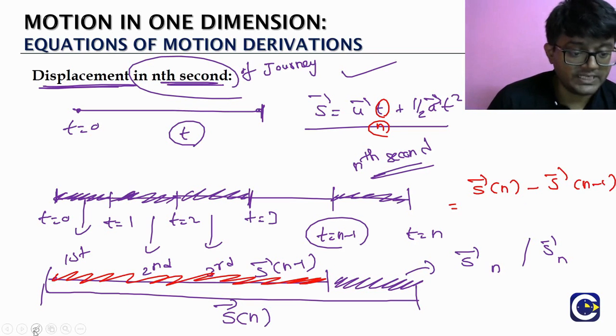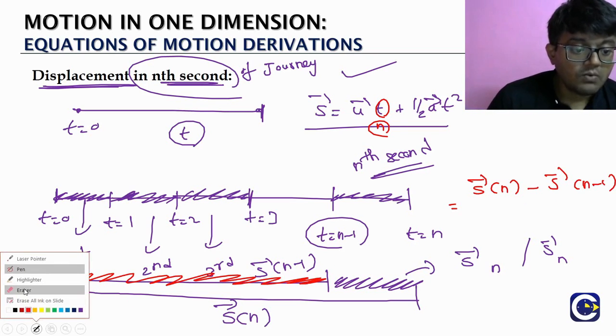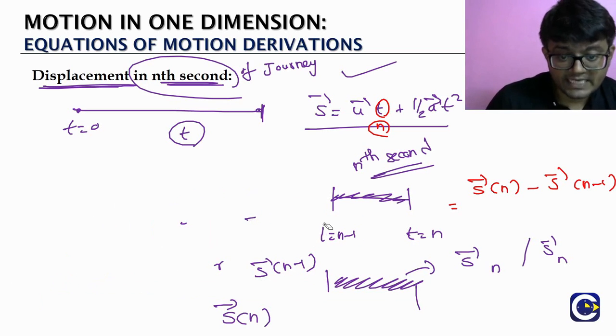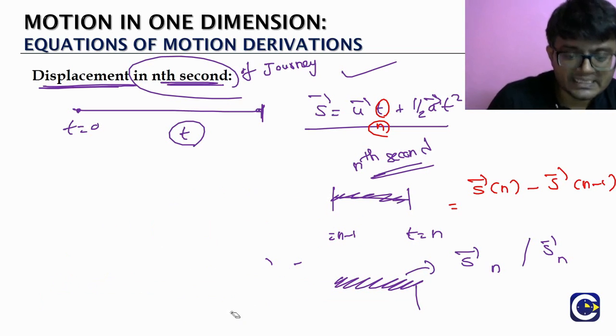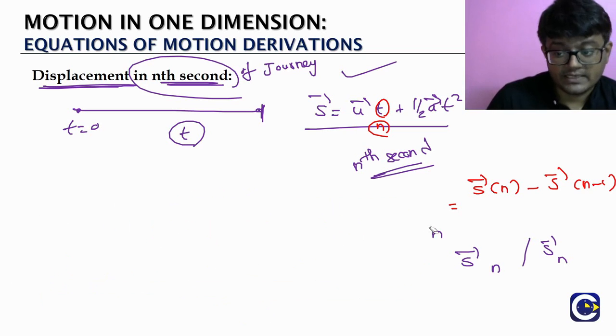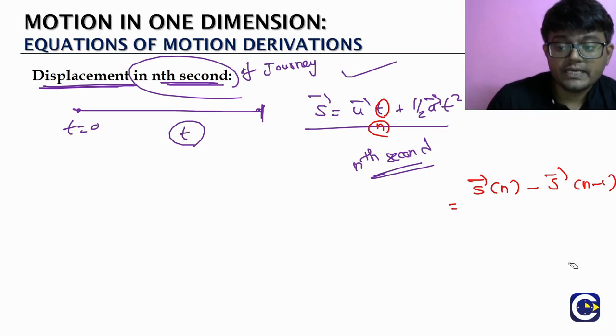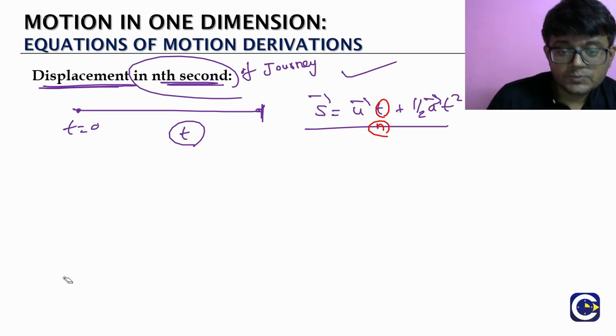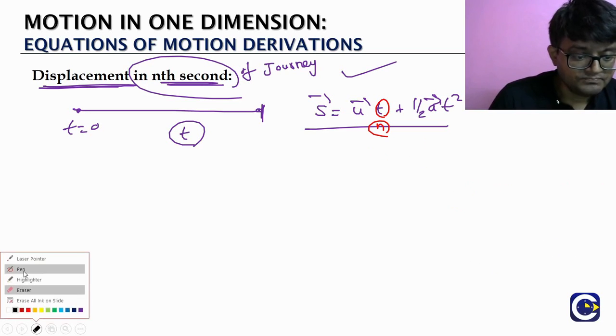So we are going to do the derivation now. We are going to find out the displacement in the nth second. First we need to understand what we mean by the nth second of the journey. The nth second of the journey means that time interval from t is equal to n minus 1 to t is equal to n. So how are we going to get it? In the total displacement formula, we will find out the displacement in overall n seconds.